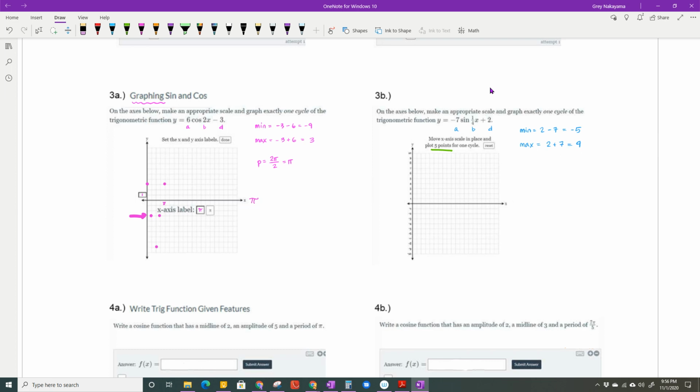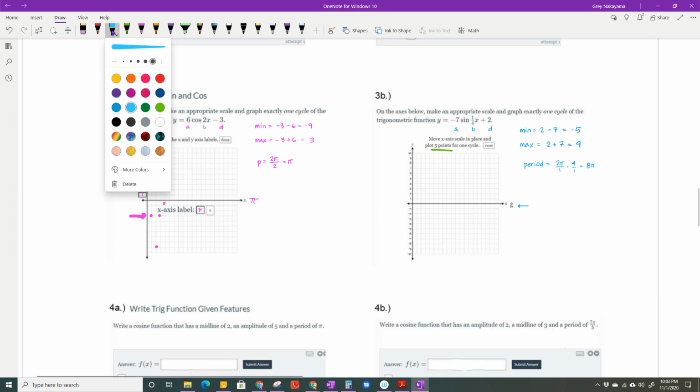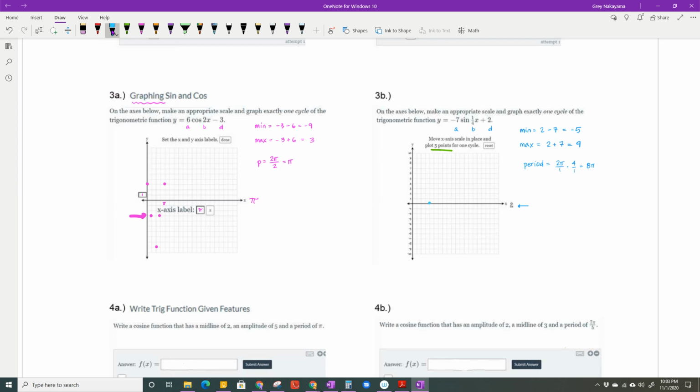The next thing you always have to find out is your period, and my period is 2 pi over b. And remember I said if you have a fraction, just go ahead and multiply by the reciprocal. So 2 pi times 4 over 1 is 8 pi. So it's going to label this as 8 pi. Okay, so then I'm going to move my point over here. I'm going to drag it over to the 4th tick mark. So I need a color here. My bad. All right, so 1, 2, 3, 4. That's where you're going to drag that point to.